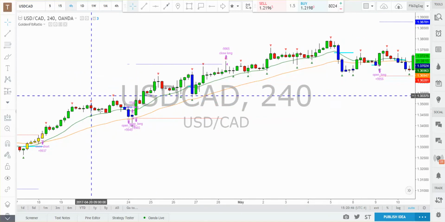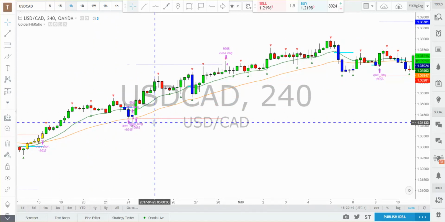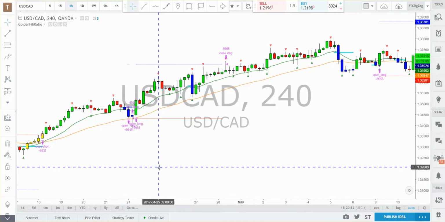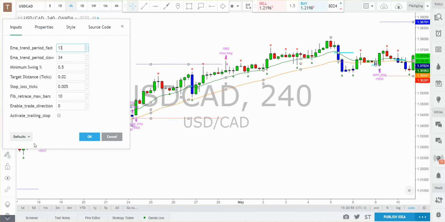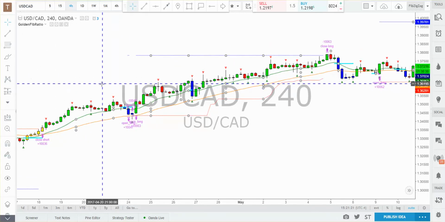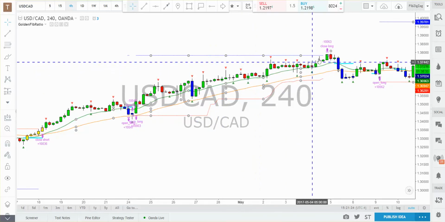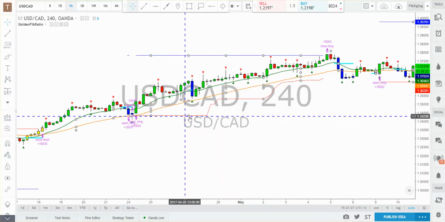Now, there's another feature that can be turned on, which I like a lot: activate trailing stop. You click on that, and let's say we're going for 300 pips. I activated that trailing stop, and this is what happens. It still took profit at 300, but look at our stop.